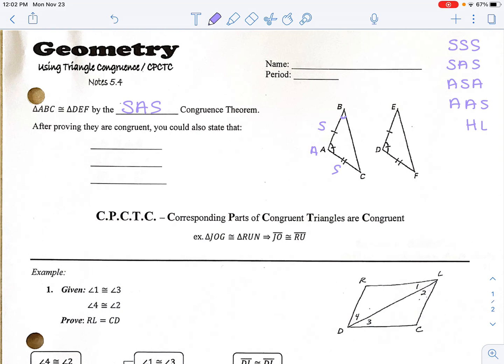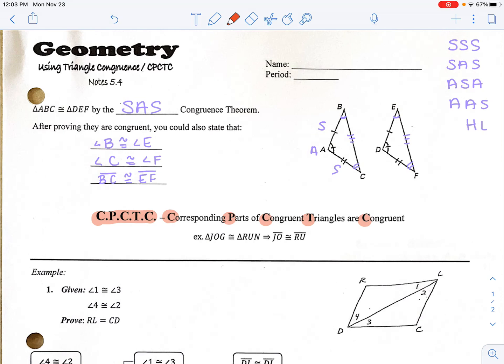So I'm looking at this, I think that angle B is going to be congruent to what other angle? Angle E. So I can say angle B is congruent to angle E. I could also say angle C is congruent to angle F. And finally, I could say side BC is the same as side EF. The reason we can make these additional statements is because of this, CPCTC. This stands for corresponding parts of congruent triangles are congruent.